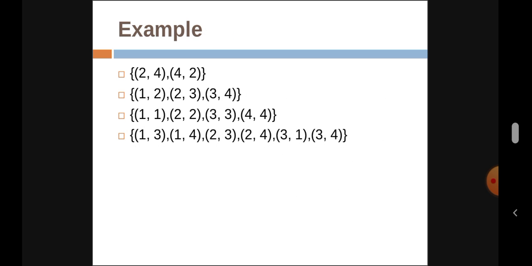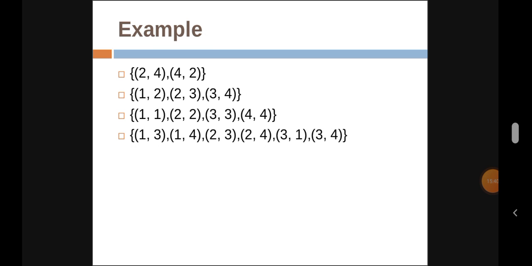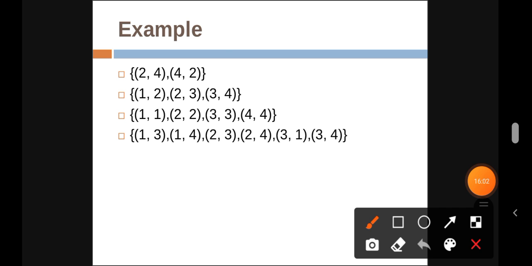Next, 2 4 and 4 2. This is not reflexive because it does not contain AA. So that is not reflexive, but it is symmetric, right? Because 2 4 is there, 4 2 is also there, so we can say this is symmetric, but it is not anti-symmetric because we have both 2 4 and 4 2. And this is also not transitive. Why? Because here 2 4 is there and 4 2 is there, but 2 2 is missing here, so it is not transitive.